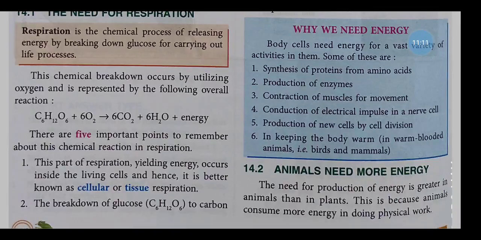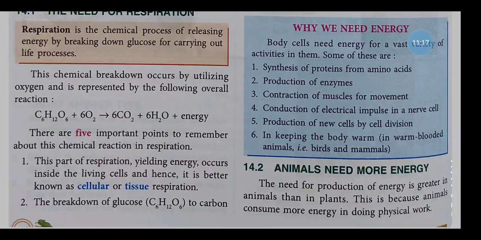Your sixth point, in keeping the body warm, like in the case of warm blooded animals, energy is required. We have already discussed that whatever energy is produced during cellular respiration, part of the energy gets converted into heat which maintains the body temperature, and part of the energy gets converted into ATP, that is adenosine triphosphate. Fine.